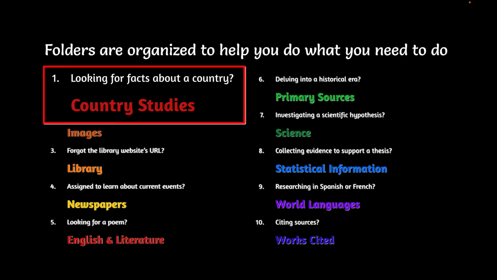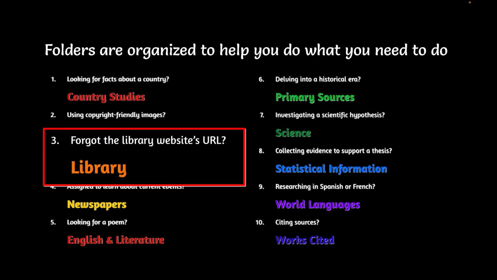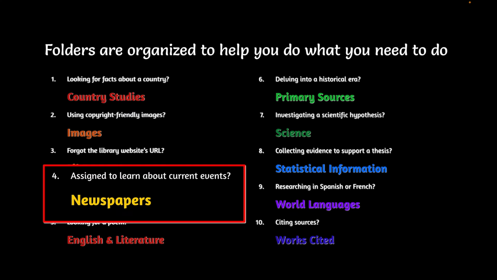They're organized to help you do what you need to do for your classes. So it's not about the library versus math. It's, do I need to do this thing? If you need to know facts about a country, go to the country studies folder. If you need copyright friendly images, your teacher's saying they have to be copyright friendly, there's a whole folder for that. If you forgot the library website's URL, you can go to the library folder. If you're assigned to learn about current events, this happens across disciplines in almost every content area, you can go to the newspapers folder.